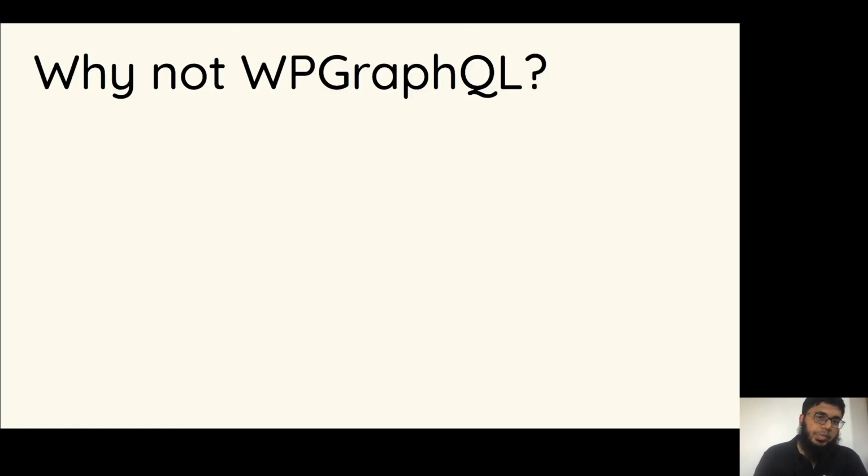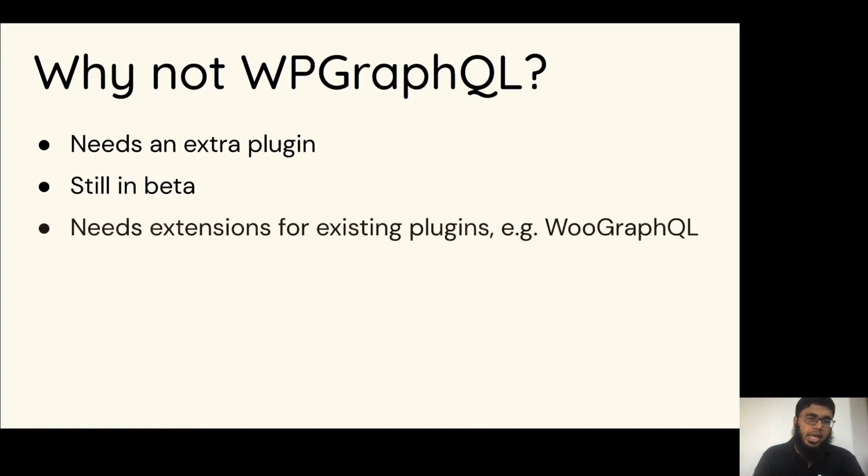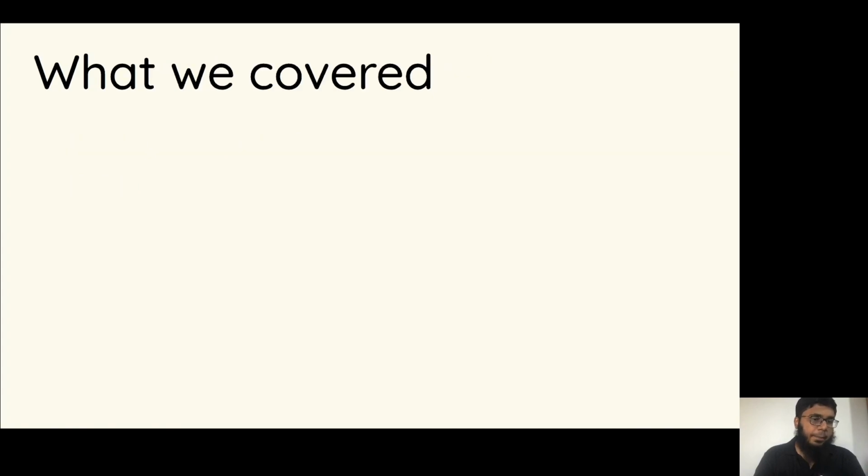And why would you not use WP GraphQL? For the moment, you need an extra plugin, so it's not baked into core yet, and it is also in beta. Although it's stable, it is not yet out of beta, and it also needs other extensions for existing plugins. For example, if you want to use WooCommerce, you have to use another plugin or write your custom extension if there is no dedicated WP GraphQL extension for that plugin. So that would be a disadvantage if you want to consider using WP GraphQL. And it is similar even for REST API.